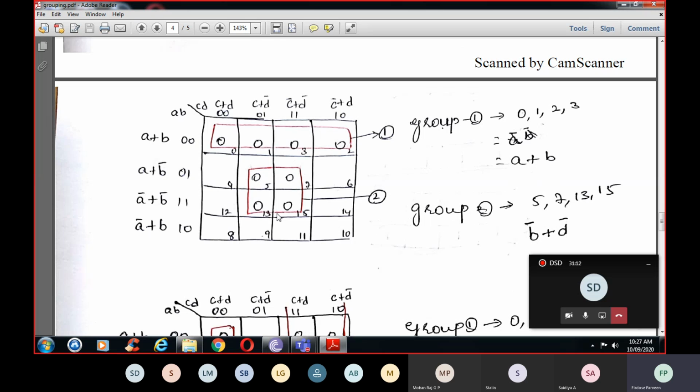In the same way, 5, 7, 13, 15 corresponds to which row? It corresponds to this and this row. What is not changing? B bar is not changing, so I will write first B bar. And it corresponds to which column? It corresponds to this column and this column. What is not changing again? It is D bar. So I will write plus D.